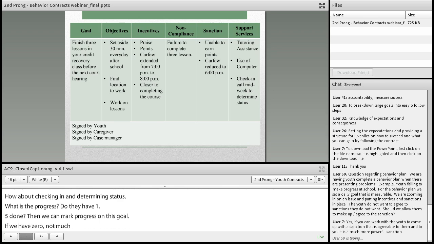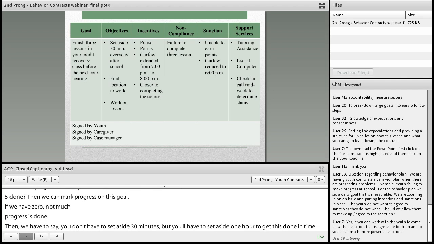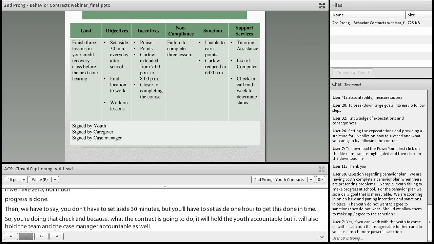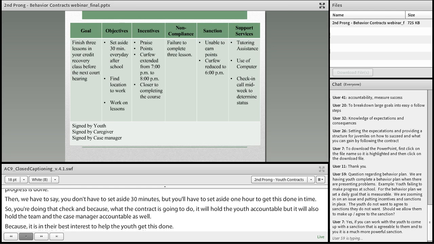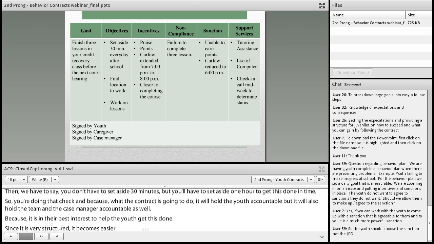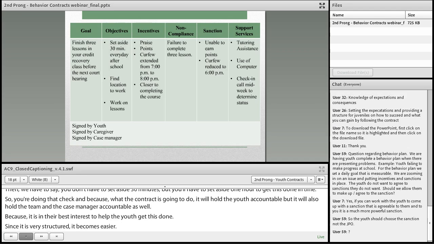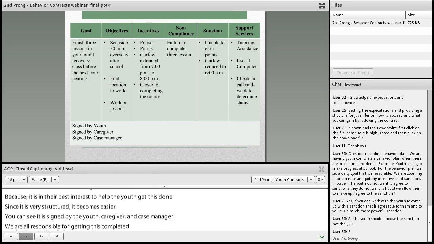So you're doing that check-in because what the contract is going to do is, of course, hold that youth accountable, but it's also going to hold the team and the case manager accountable as well, because it's in their best interest to help the youth get this done. And since it's very structured, that becomes a little bit easier. You can see it's signed by the youth, signed by the caregiver, signed by the case manager. So we're all responsible for getting this completed. So this is a pretty good example of what you would want the youth and the family to go through to sort of figure out what would happen.